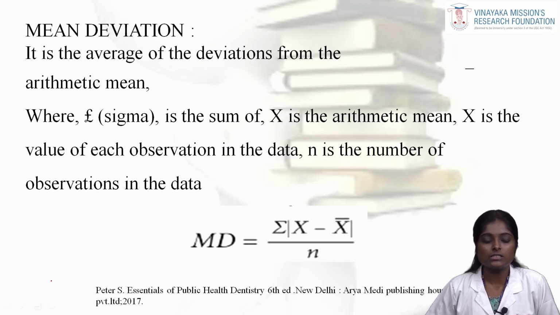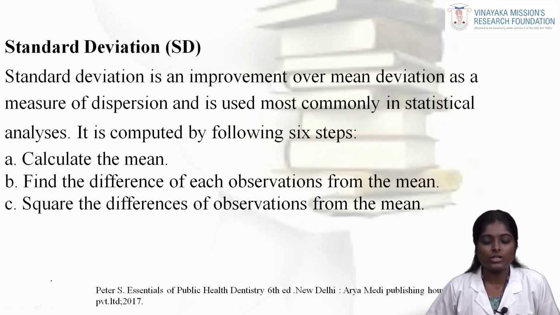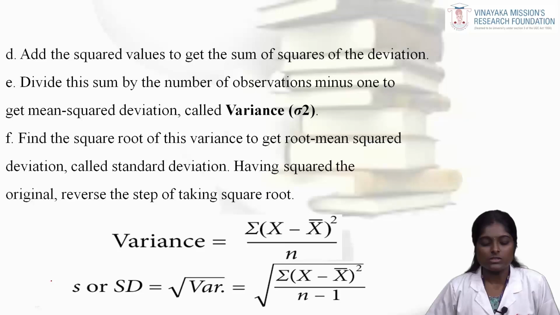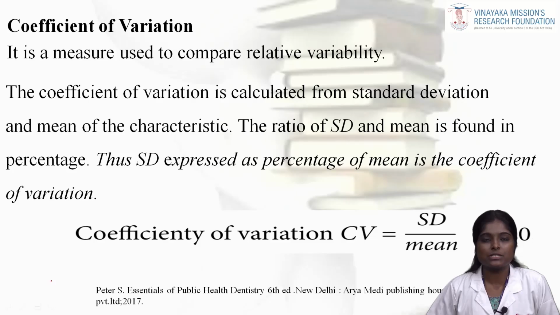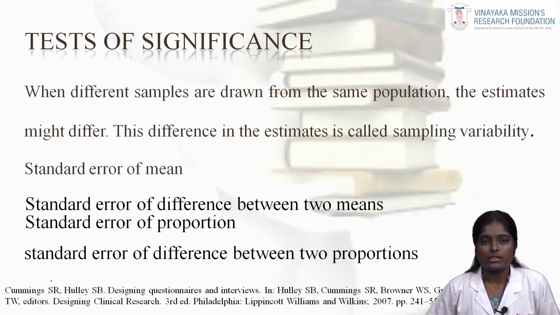But when we calculate the arithmetic mean and mean deviation, it will come out in a negative representation, and in mathematics negative representations are not usually accepted. To overcome this, we use the standard deviation, where we do squaring and square rooting. This cancels the negative values. As I have already said, this is a squaring and square rooting of the mean deviation. Then the coefficient of variation is a measure used to compare relative variability, which is standard deviation divided by mean, multiplied by 100.